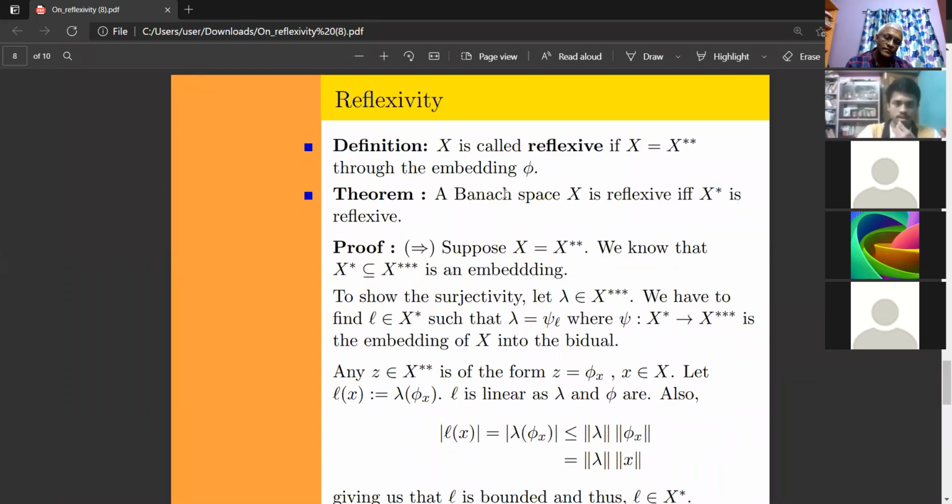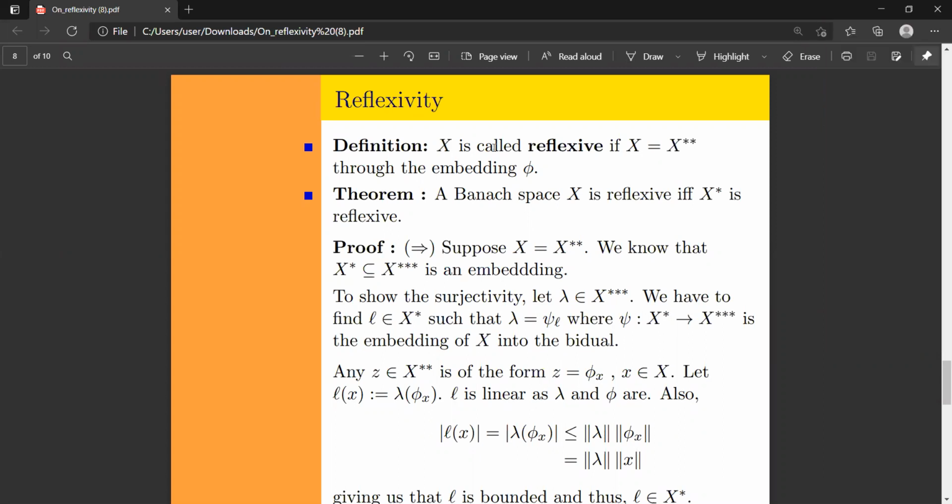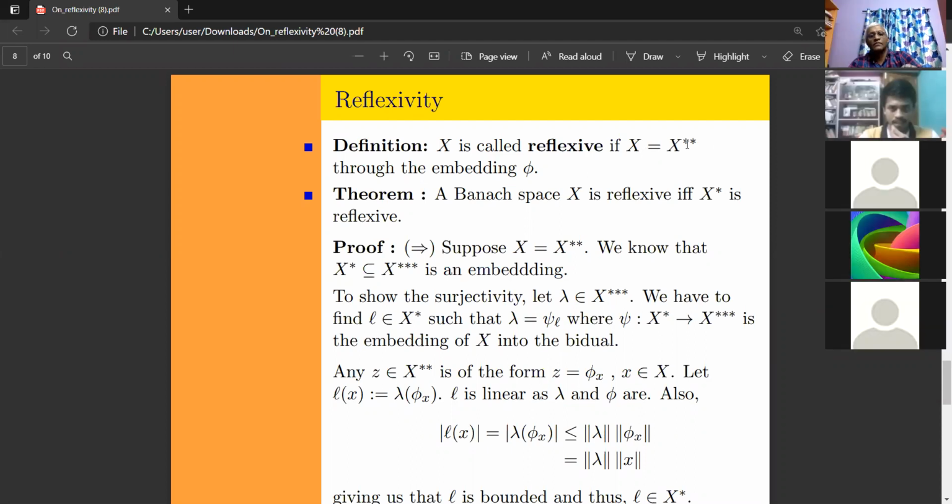So, about reflexive spaces: a space H is called reflexive if H is equal to H double star, that is, H is equal to the bidual through that embedding phi. And the theorem we present is: a Banach space H is reflexive if and only if H star is reflexive.